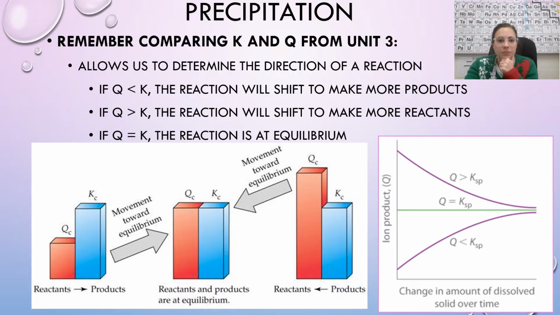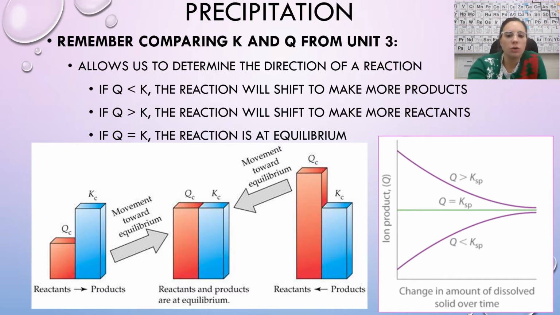form. So in order to consider precipitation of ions, so them coming out of solution to form a solid, we are actually going to bring back the concept of Q and K. If you remember way back from Unit 3, we can calculate Q at any point in time. Typically, it is initial conditions. And then we can use the value of Q and compare it to K to then determine which way an equilibrium is going to shift.